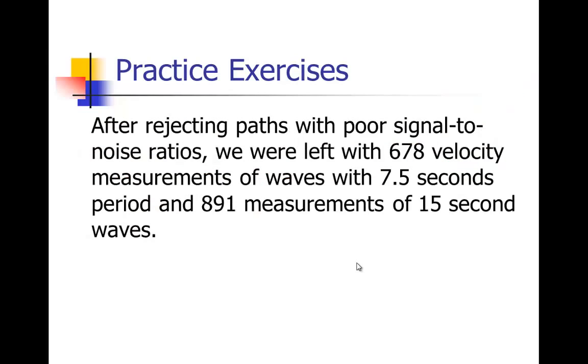All right, so the next example reads: "After rejecting paths with poor signal to noise ratios, we were left with 678 velocity measurements of waves with 7.5 seconds period and 891 measurements of 15-second waves."